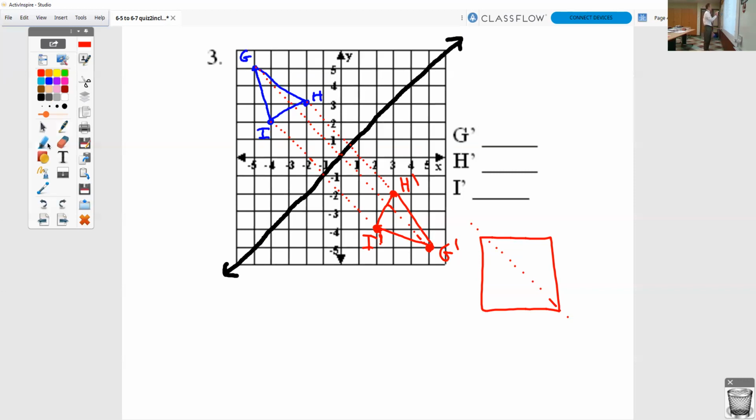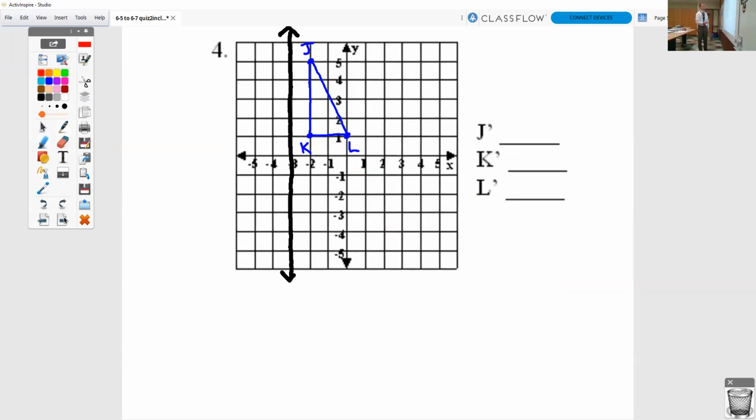So when we go to start counting our coordinates, we got to start right in the middle at 0, 0. G prime is over to 5, down to -5. H prime, starting in the middle, over to 3, down to -2. And I prime, starting in the middle, over to 2, down to -4.